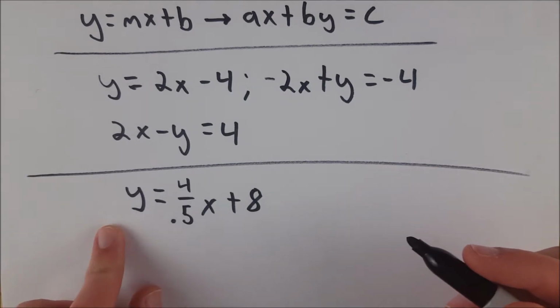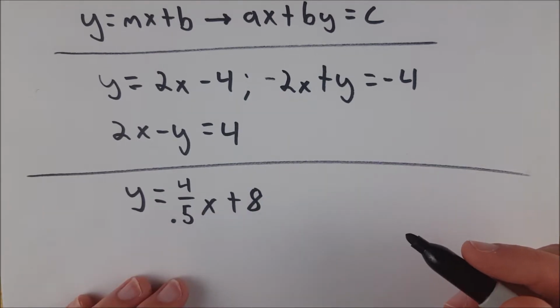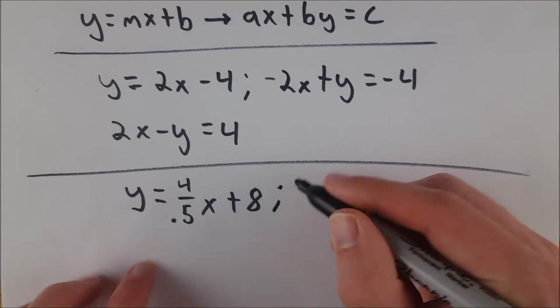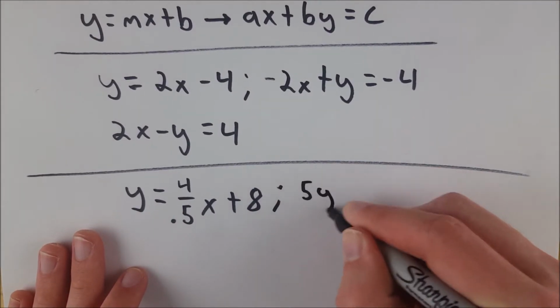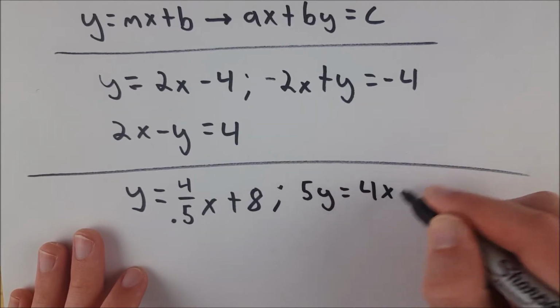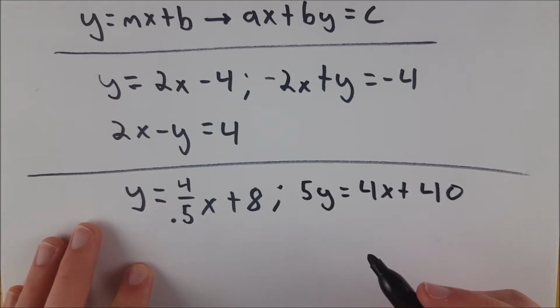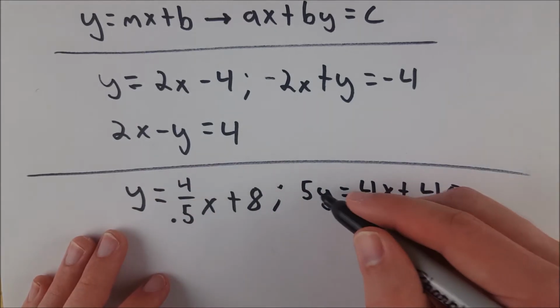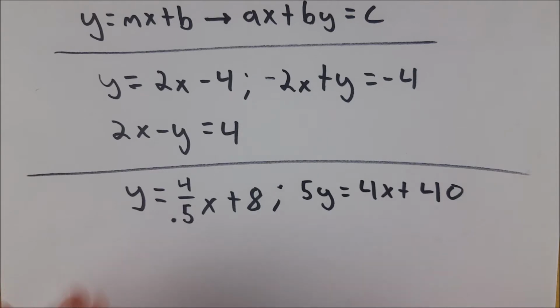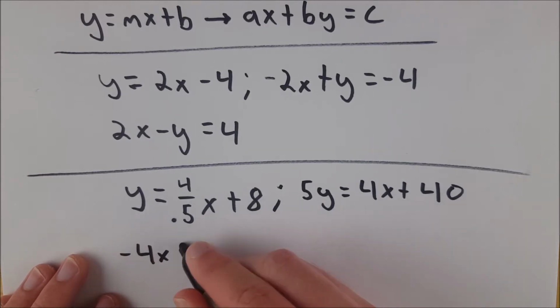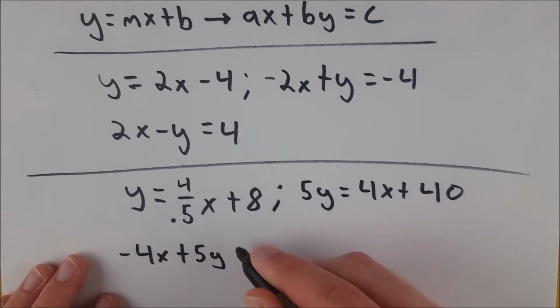So there's a number of ways you could go about doing this, a number of ways you could start. What I'm going to do first is multiply everything by 5 to get rid of this fraction. So we're going to have 5y equals 4x plus 40, because 8 times 5 is 40. The first couple steps I'm going to do, you could do in one step, but I'm just going to go through it nice and slow and deliberately. So now we're going to subtract 4x from both sides to get our x and y's on the same side. So we've got negative 4x plus 5y equals 40.